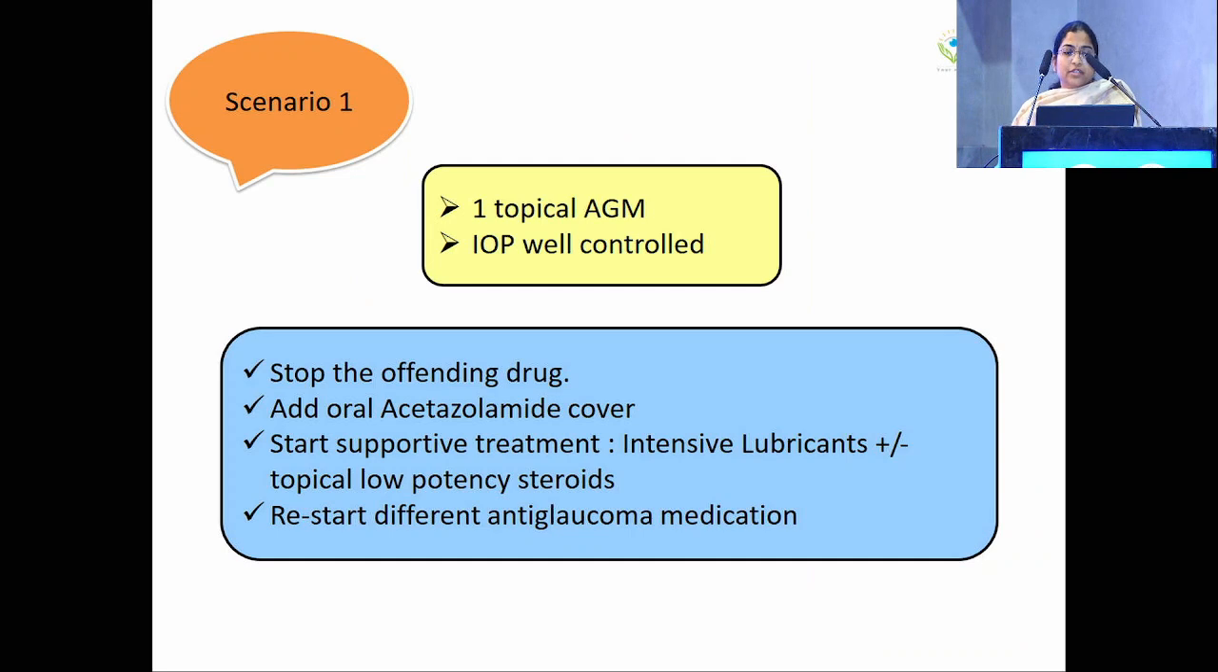So in scenario 1, where the patient is on AGM, either one medication or one combination medication, and the pressure is uncontrolled, it is not a big problem because we can stop the offending drug, give Diamox cover and supportive treatment. Once the allergy is a little better, we can restart on a different medication.